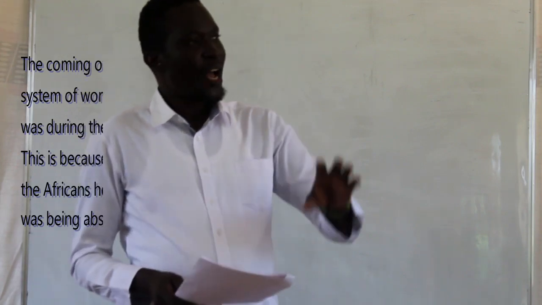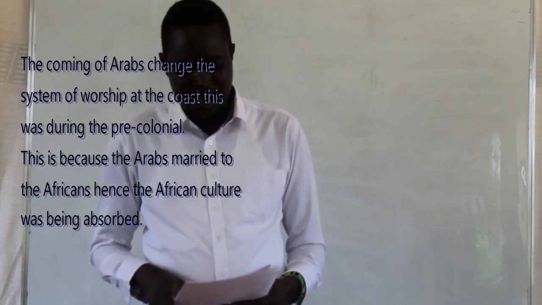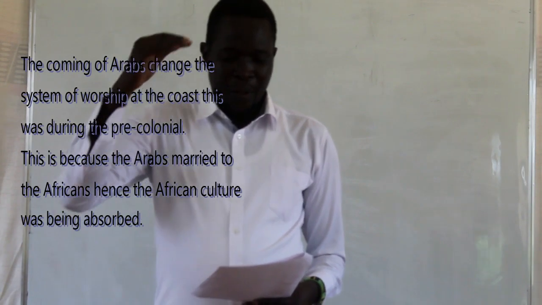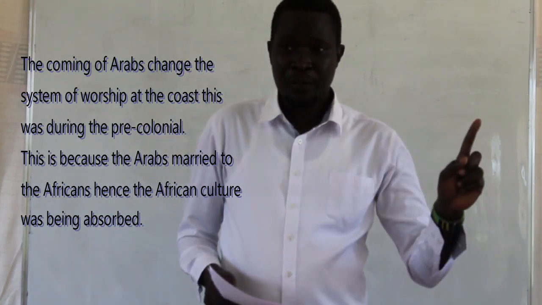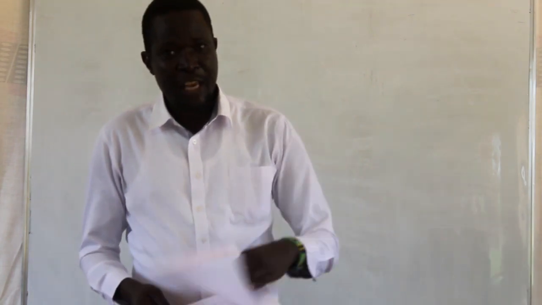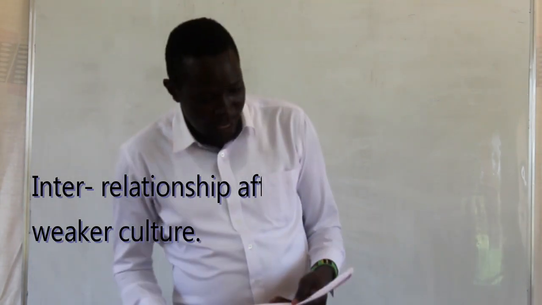Good. On the same note, we remember the Arabs who came and settled along the coast during the pre-colonial period. There was intermarriage between these two communities, the Arabs and the Africans. And so we find that the system of worship was totally changed along the coastal line. So we say that interrelationship affects the culture. People adopted the culture of the Arabs and forgot about the African culture.